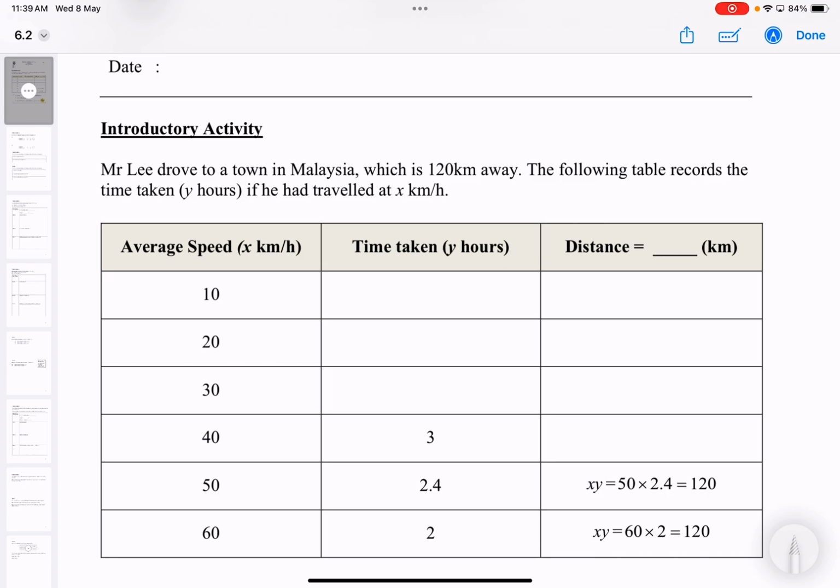We also did the quizzes yesterday. Some of you did very well for it.